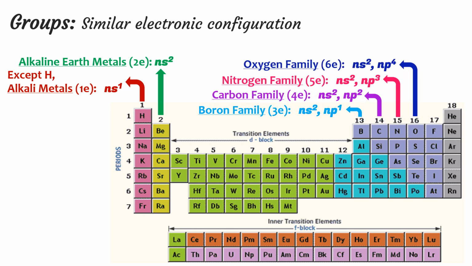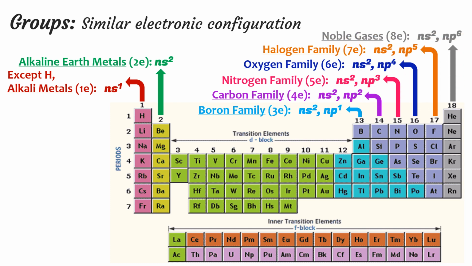Group 16 is known as oxygen family, or it is also known as chalcogen family. They have 6 electrons in their valence shell, so their electronic configuration is ns2 np4. Group 17 is known as halogen family. They have 7 electrons in their valence shell and their electronic configuration is ns2 np5. Similarly, group 18 are known as noble gases. They have 8 electrons. Their octet is complete, so their electronic configuration is ns2 np6.